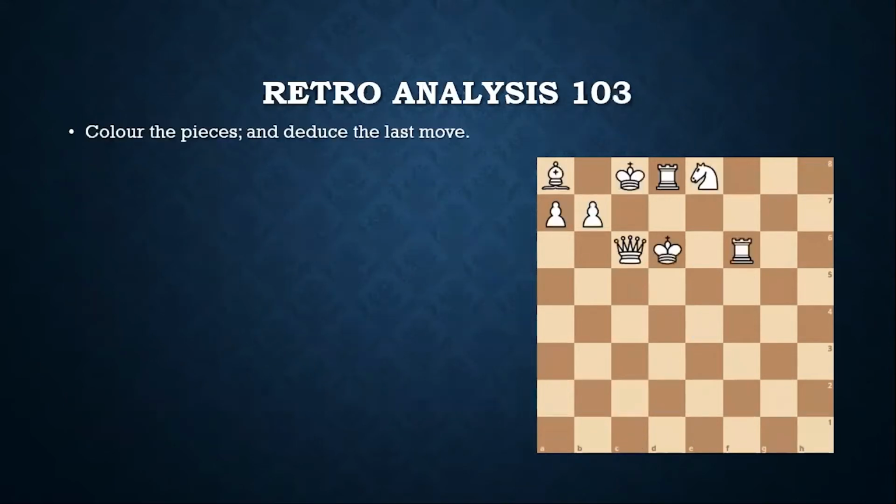Then going to the next puzzle. So here all the pieces are given in white, but they are not all white. Some of them are going to be black. So your job is to figure out which of those pieces are actually white and black, and then figure out what was the last move of the game. So I'll give you another minute for this. And I hope that you are able to open these game positions from the link which I have shared below or before in the chat.